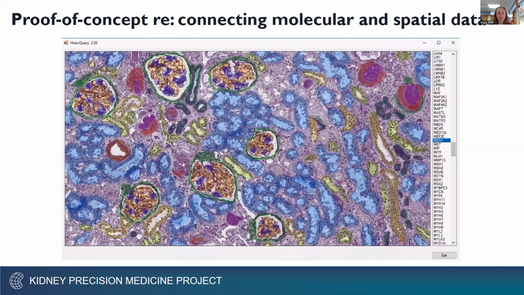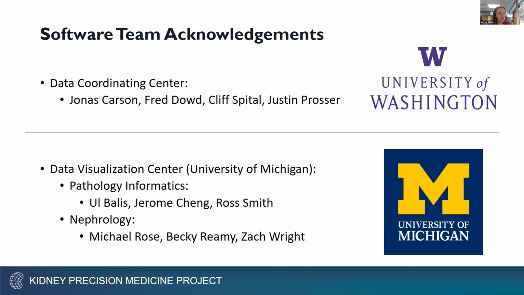So with that, I'm going to stop and just acknowledge that there's a lot of people from KPMP to acknowledge, but since I just gave a lot of software demonstrations, I thought it important to acknowledge all the different people that have been building software, either as part of the internal tools or the external tools. So the software team is all listed here. There's many from the University of Michigan that are working on the Kidney Tissue Atlas, and then the internal tools are both folks from the University of Michigan as well as the University of Washington with the Data Coordinating Center.